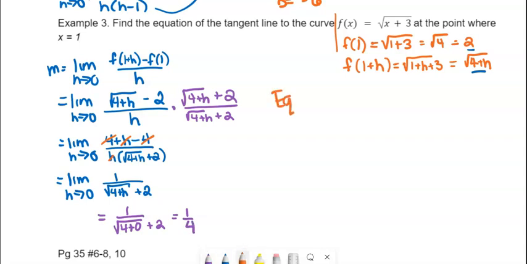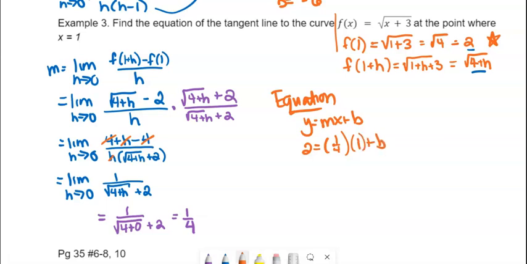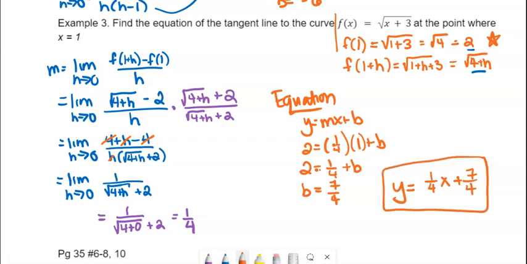Now that I have done that, I can find the equation of my tangent. All right, I'm going to use the point here. So the y is 2, my slope is 1/4. My 1 is my x value, and b is what I don't know. So b is 7/4. And so my final line is 1/4 x plus 7/4. Okay, there's a bit of homework, and that is all.